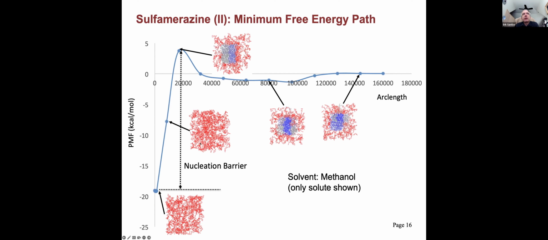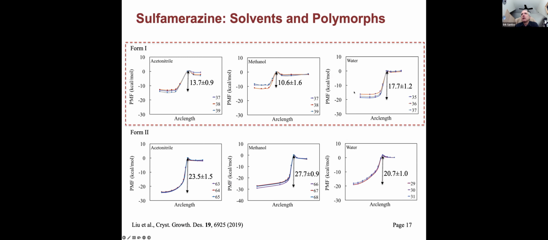So this is sulfamerazine in methanol, and we did it for a number of solvents. We did acetonitrile, methanol, and water. And we did the calculation for form 1 and for form 2. And these are the results that we obtained.